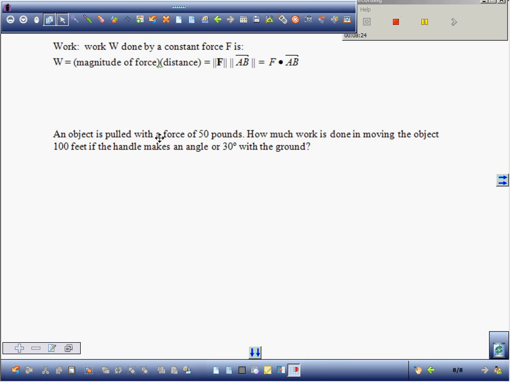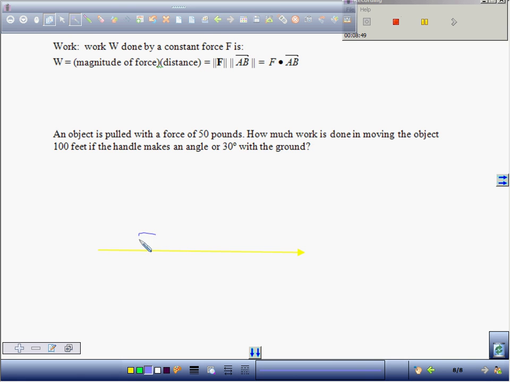An object is pulled with a force of 50 pounds. How much work is done in moving the object 100 feet if the angle with the ground is 30 degrees? So the way you do this is, here's the ground, okay? Here's the object that you're going to move. Let's just draw an object. And someone's pulling on that object with a handle, and that's a 30-degree angle.